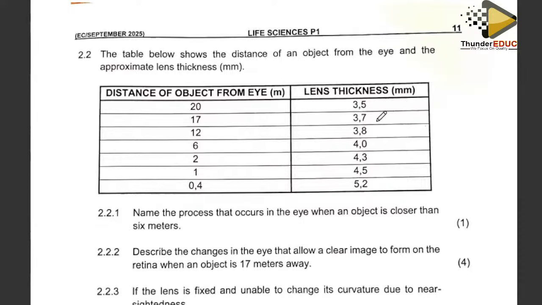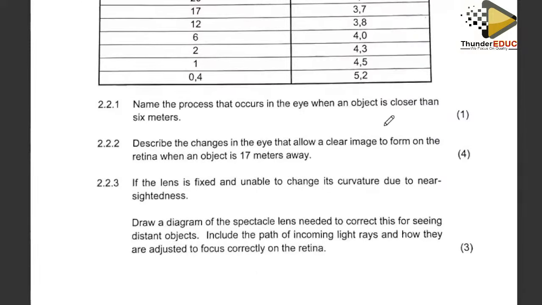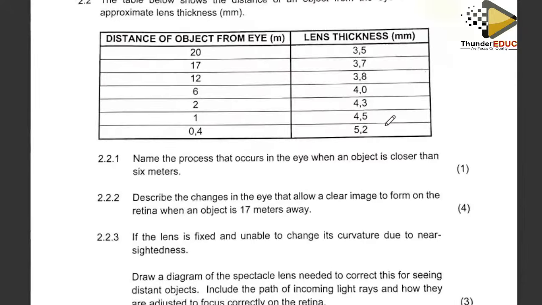The table below shows the distance of the object from the eye and approximate lens thickness. Name the process that occurs when the object is closer than 6 meters. They're saying process, so we call it accommodation. It is a nearby object, you are viewing an object which is nearby, so it's still accommodation.